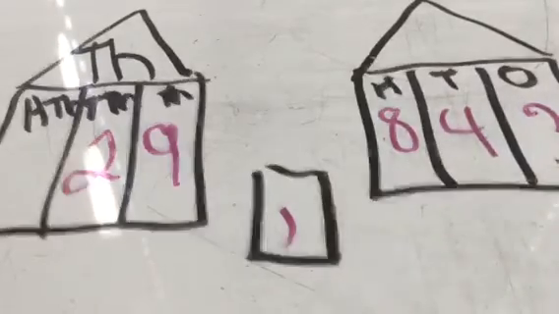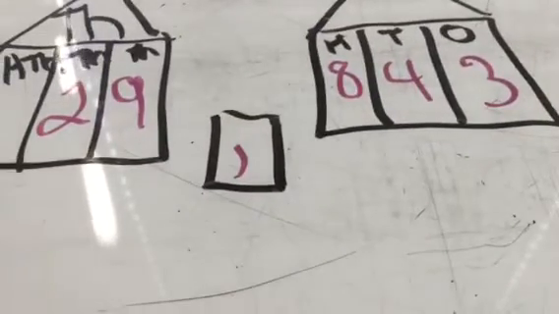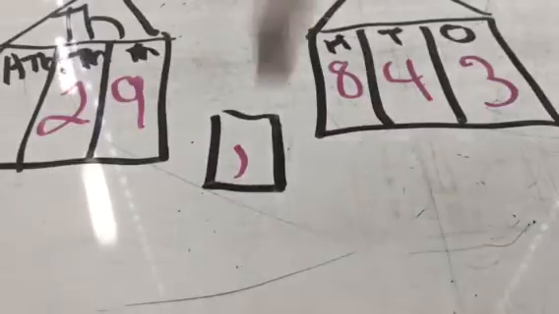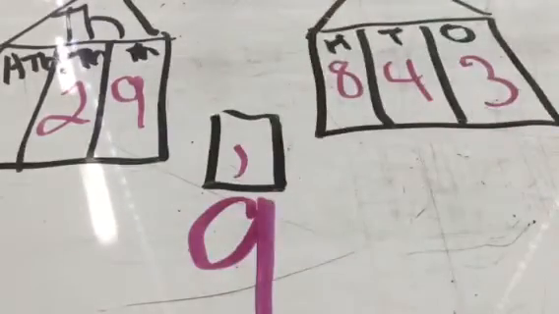29,843. So the digit in the thousands place is 9. So my final answer is 9 because it does not ask for the value. If it asked for the value, it would be 9,000. But asking for the digit means what number is in the thousands house.